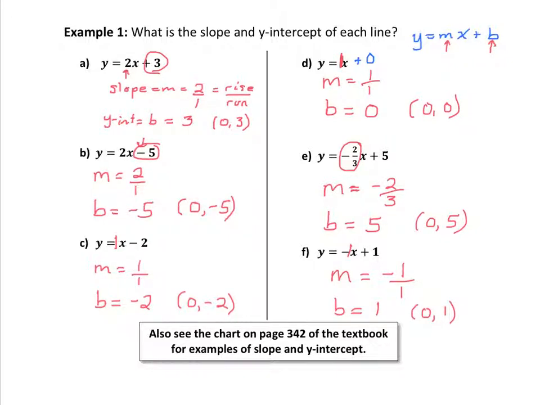I also just want to point out that all of these equations are in the form of y equals. So when you're trying to identify the slope and the y-intercept from the equations, make sure they're in y equals form.